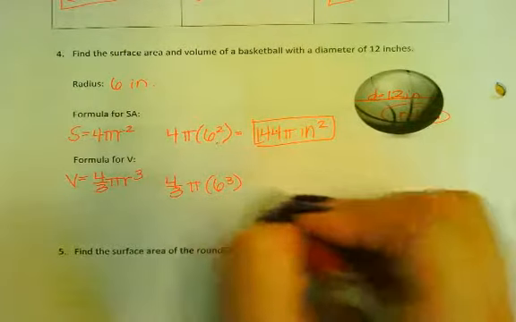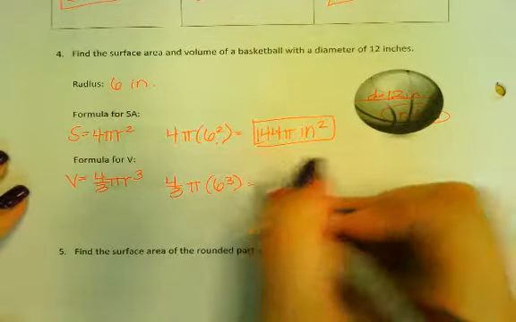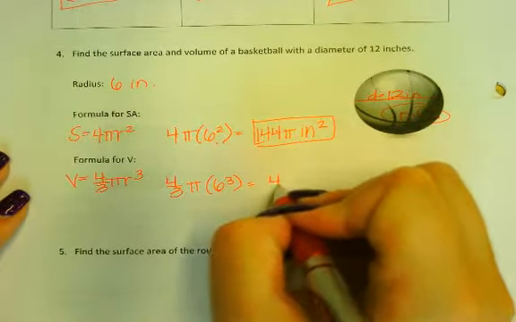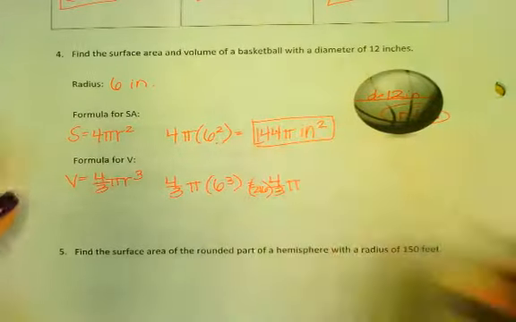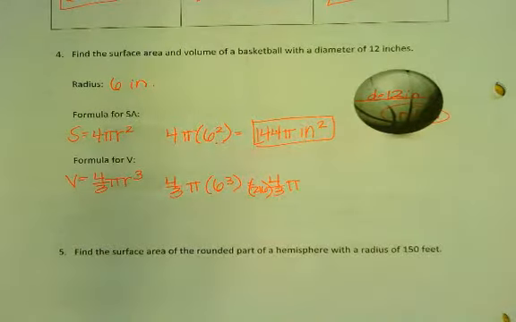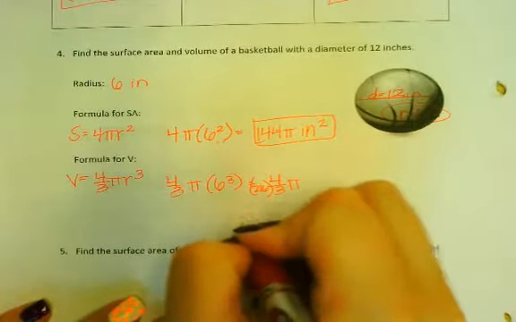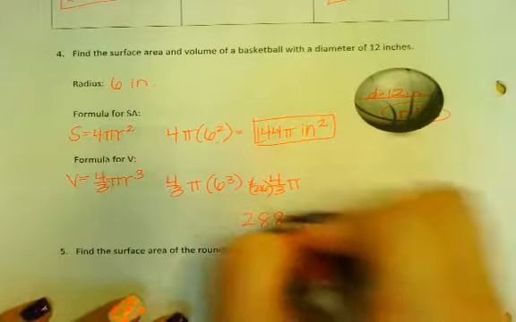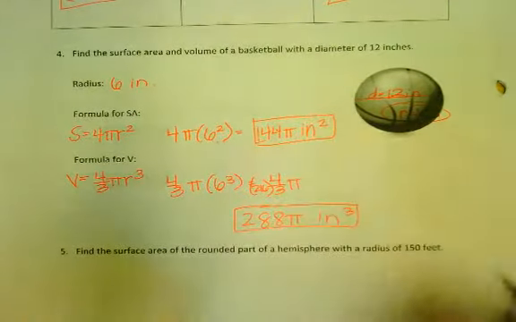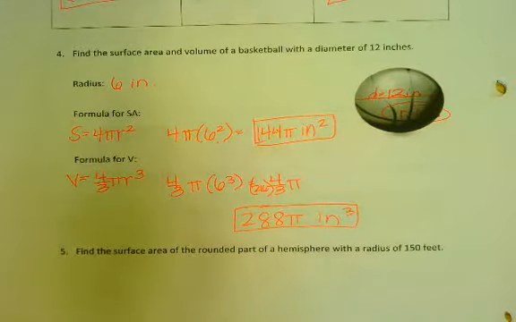216. So I'm going to move it over here. 216 times 4/3 pi. What does that simplify to? 288 pi inches cubed. Questions on that?